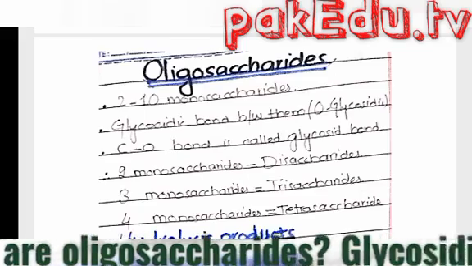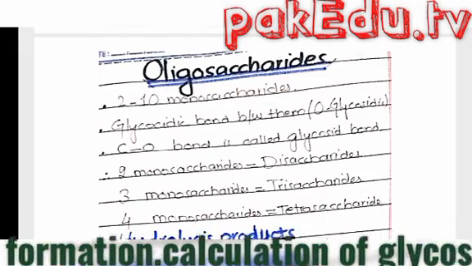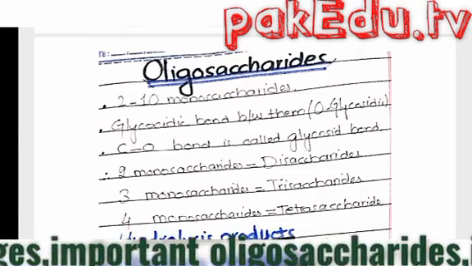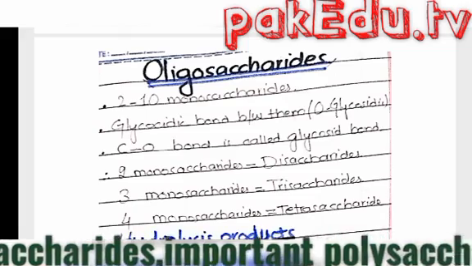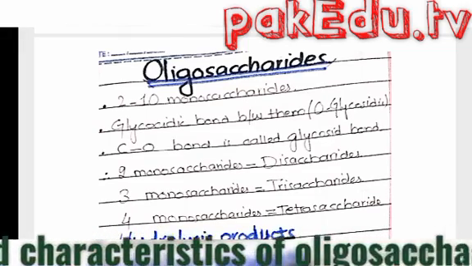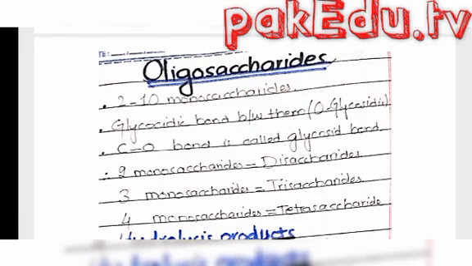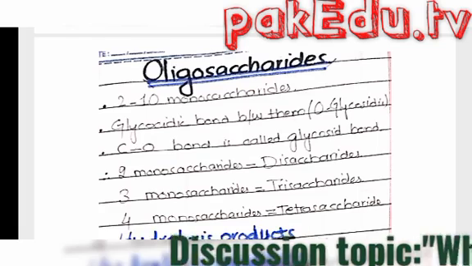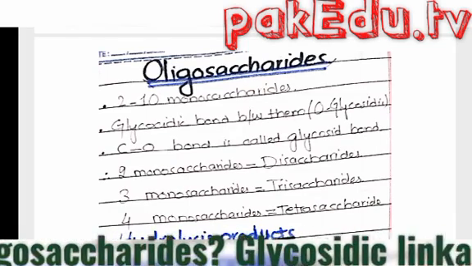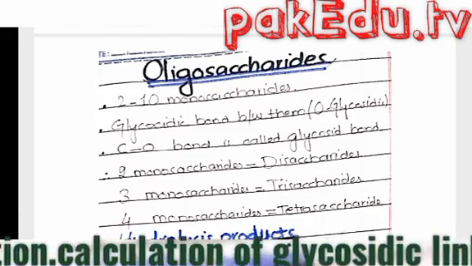In this important video, I am going to discuss oligosaccharides, properties of oligosaccharides, formation of oligosaccharides, and the most important oligosaccharides. After that, we will discuss the most important disaccharides, and at the end, after discussing glycosidic linkage, we will discuss some important characteristics of oligosaccharides. Okay, so let's start today's lecture, that is oligosaccharides.